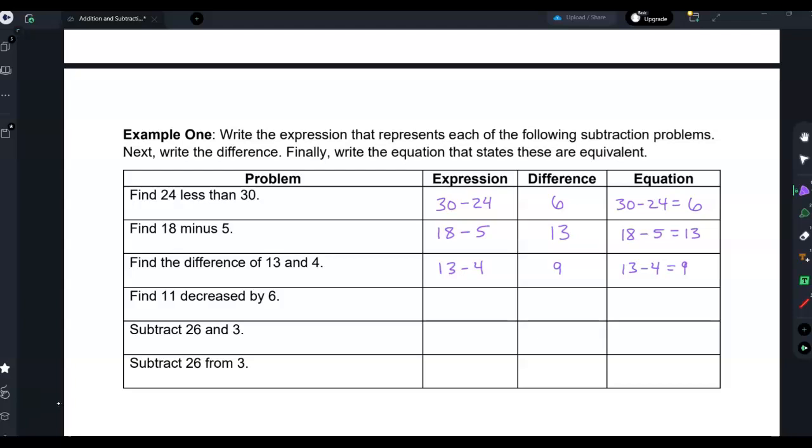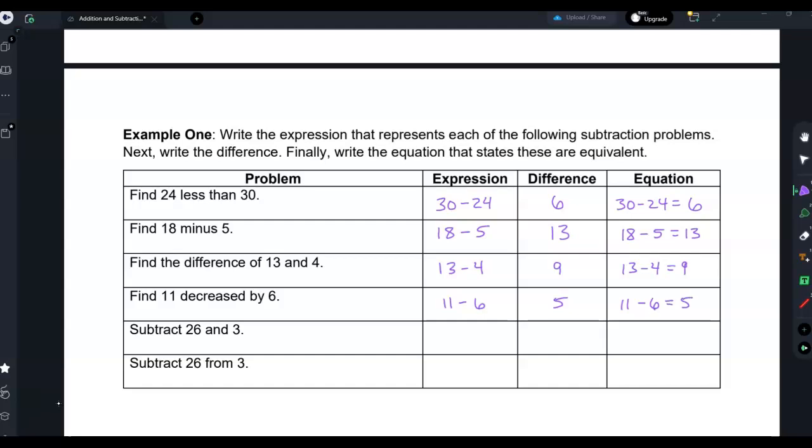Find 11 decreased by 6. So I'm taking 11 and I'm decreasing it by 6. The 11 would be first as my minuend, and the 6 would be the subtrahend. So this is 5, or 11 minus 6 equals 5 for my equation.